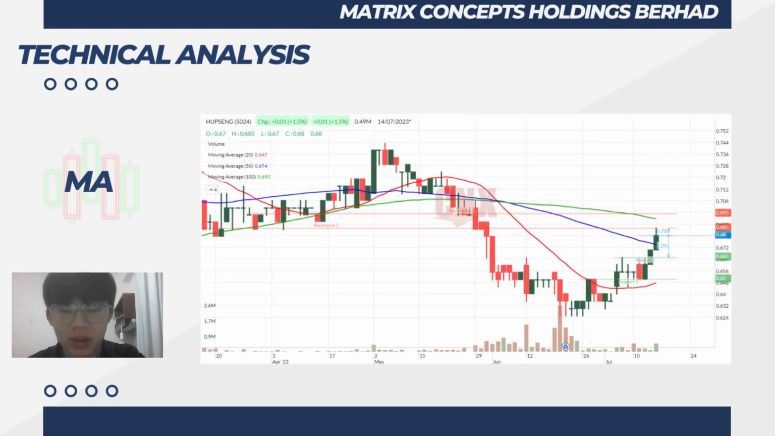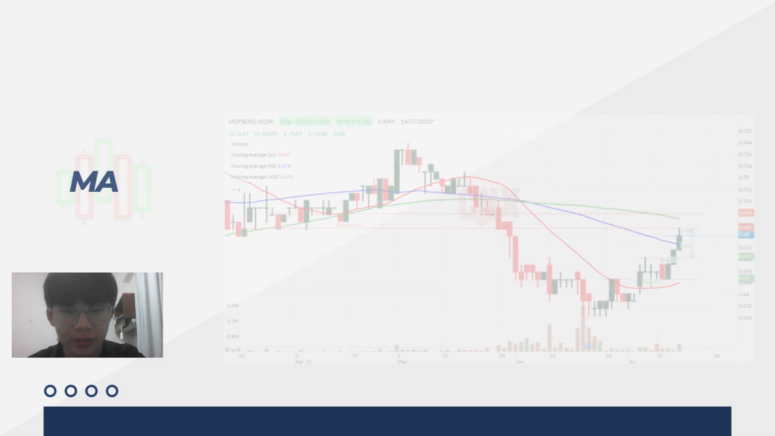And next, we talk about the moving average. The 7-day moving average was below the 21-day moving average and the 15-day moving average, and the gap widened as time went on, indicating that the stock price was declining.